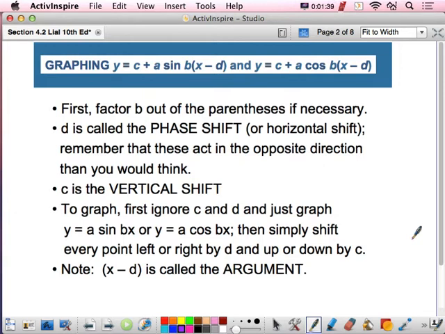Little c is the vertical shift. If there's a positive 5 in front, it will go up 5. If there's a negative 5 in front, it will go down 5. Vertical shifts act the same way you always expect them to.